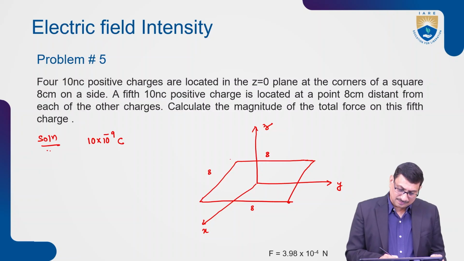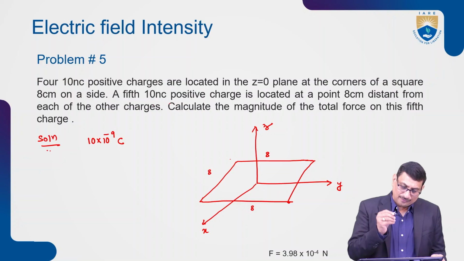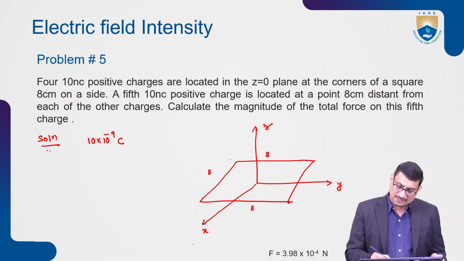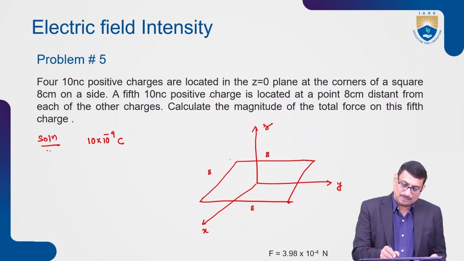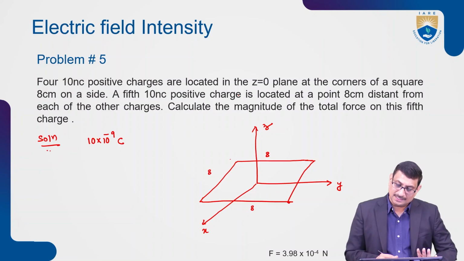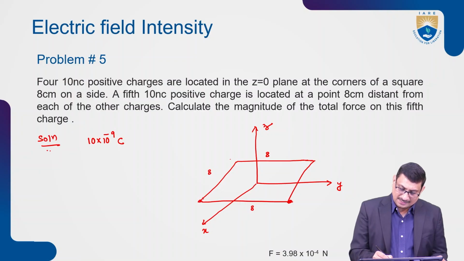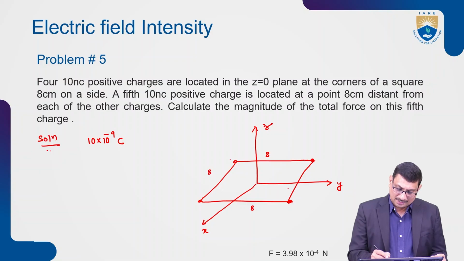Then what is the distance of each charge? And a fifth charge of 10 nanocoulombs is located at a point 8 centimeters distance from each of the charges. Now these are 8 centimeters apart, kept at the corners of a square. Then what is this point here? This is on the positive side, x and y on the positive side, and each side is 8 centimeters.